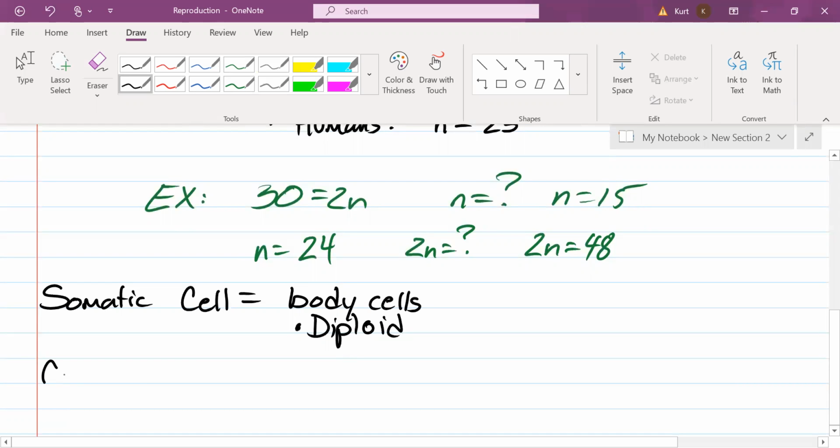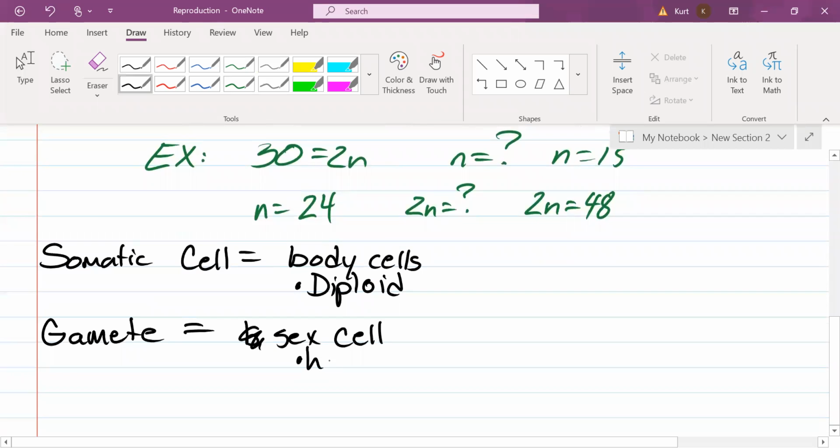And then we have gamete. A gamete is a sex cell. Sperm and egg. They are haploid.